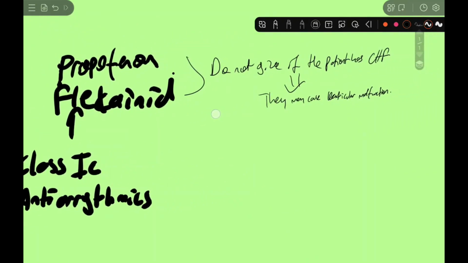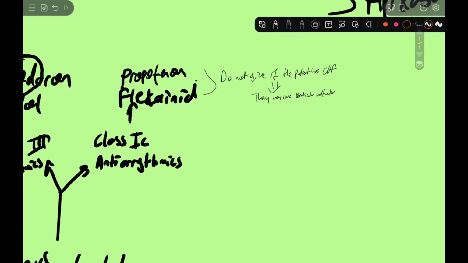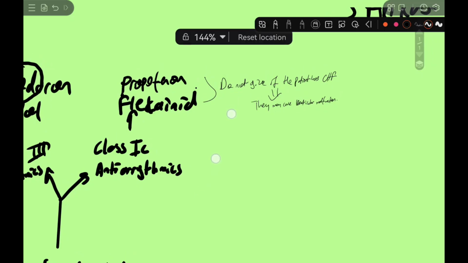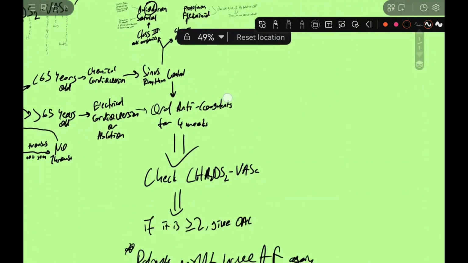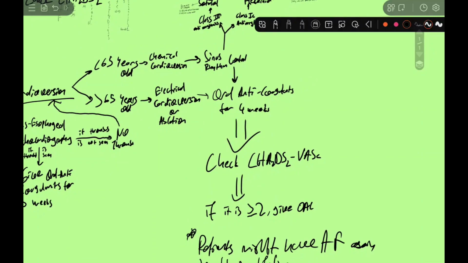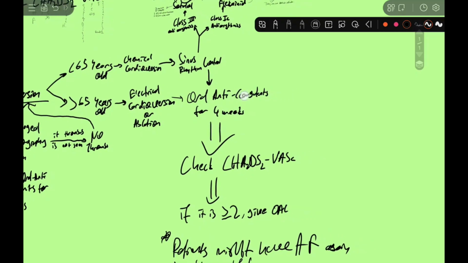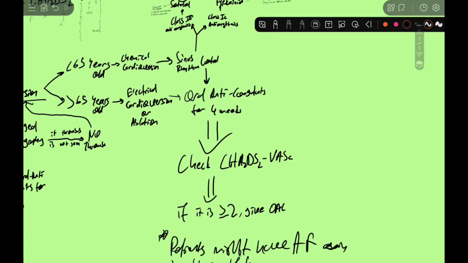And for class 1C antiarrhythmics, we have propafenone and flecainide, and they may cause ventricular malfunction, so do not give them to patients with CHF. Okay, and for the patients which are more than 65 years old, we usually do electrocardioversion or ablation. Actually, we usually do electrocardioversion because they are usually multifocal and we cannot do ablation therapy for them. So we do electrocardioversion, and then we give them oral anticoagulants for 4 weeks.